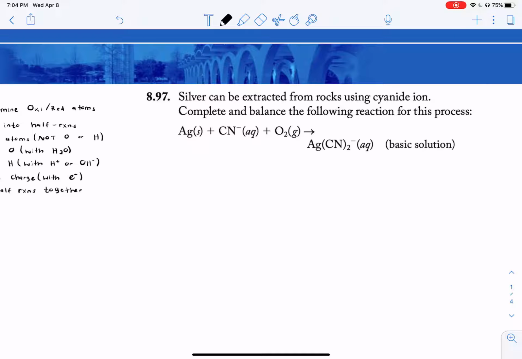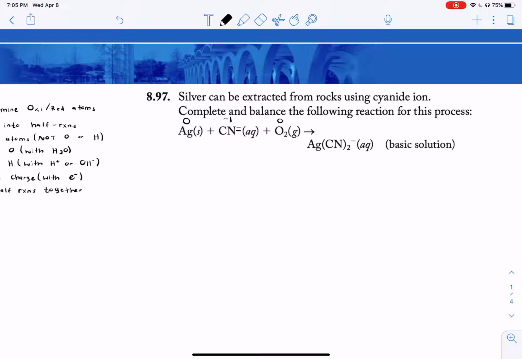We do that by oxidation number. So the oxidation number of silver in this case is going to be 0 because it's by itself. The oxidation number of CN minus is -1 because it states it right there. And the oxidation number of oxygen is also going to be 0 because it's by itself. And then move on to the right side.